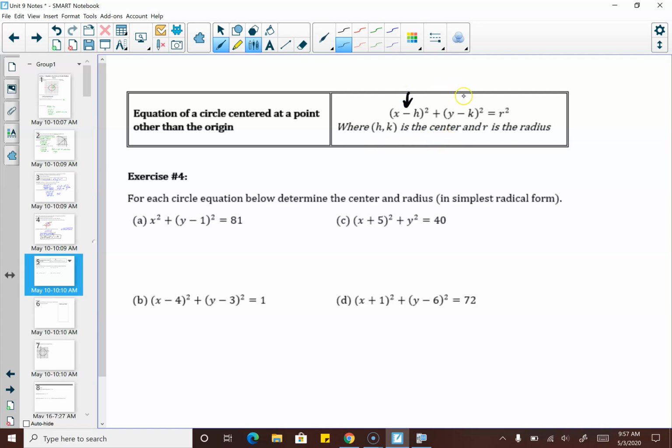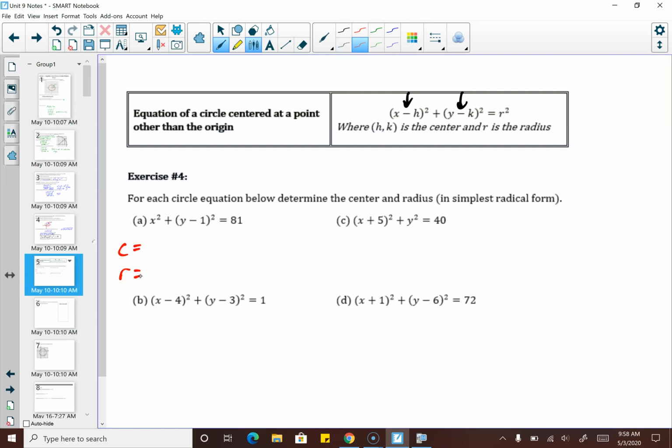I would also like to point out to you the minus signs. We dealt with this in our point slope formula, where you remember the opposite sign is what you end up using because the formula had minus signs in it. It's kind of the same thing here. All right, so for exercise 4, we want to use the equation of the circle to determine the center and then the radius in simplest radical form if we have to.